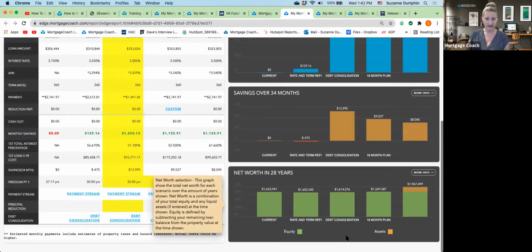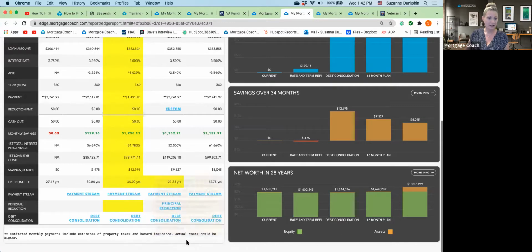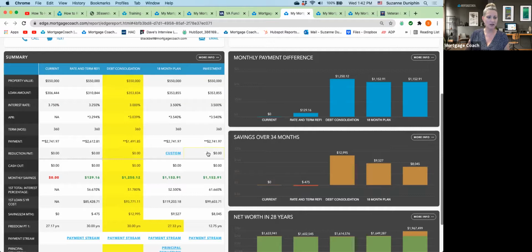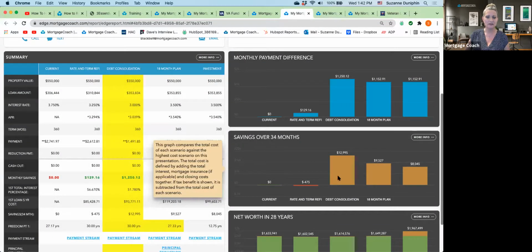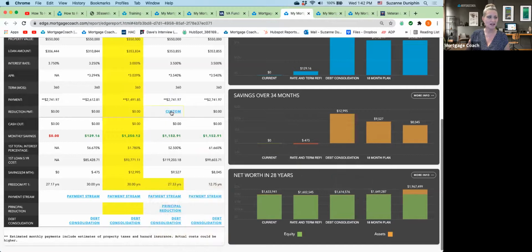Okay, we're looking at quite a bit in net worth. And what this fourth column is showing, this 18-month plan, let me talk a little bit about this. This 18-month plan says, take the savings and apply it to that principal for about 17 months, okay? And then let's see what that saves you. You've got your 18-month plan monthly payment difference and your 18-month plan net worth. That's why it says custom, because you're applying this extra to principal reduction for just a short time. And look at your freedom point, okay? Much less, or back to where at least where you were to begin with, okay?